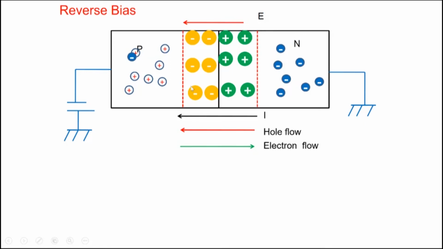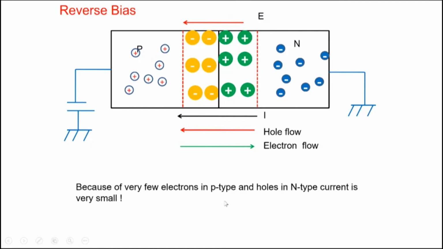So the problem is not in terms of crossing this particular region. The problem is there are very few holes here and very few electrons here, right? And so because of very few electrons in p-type and holes in n-type, the current is very, very small. So that's the reason why we get very little current in the reverse bias direction.